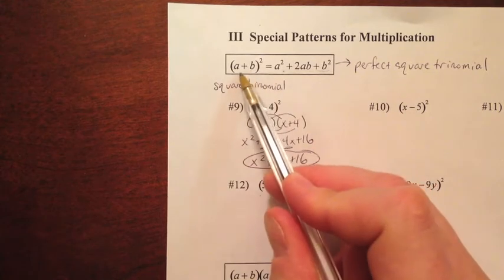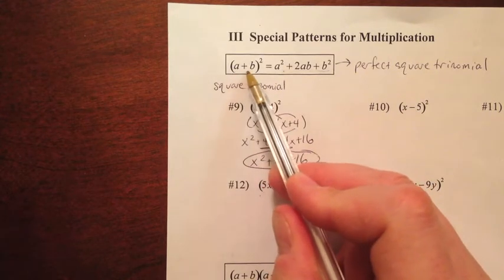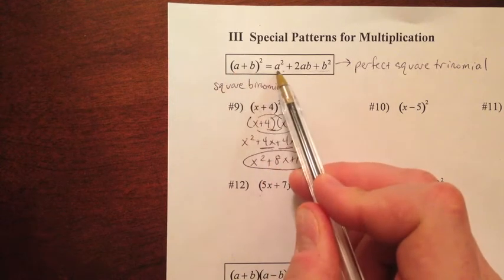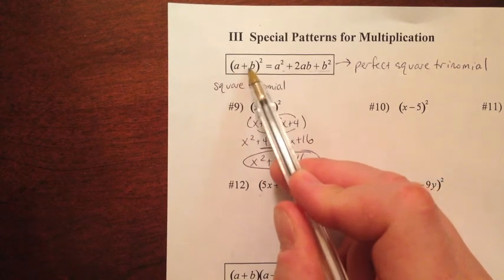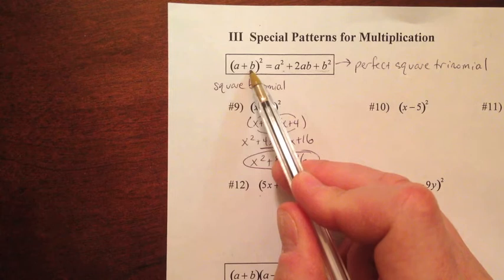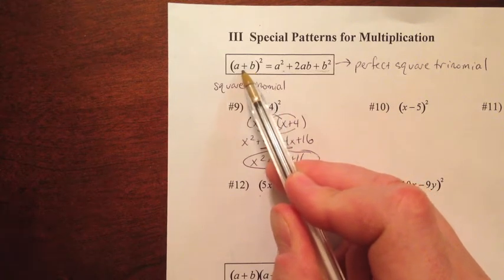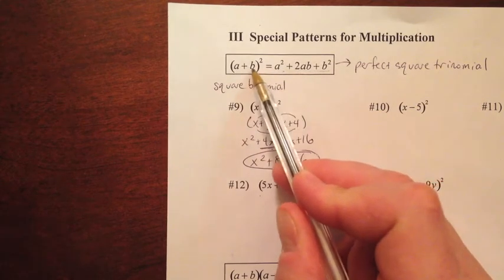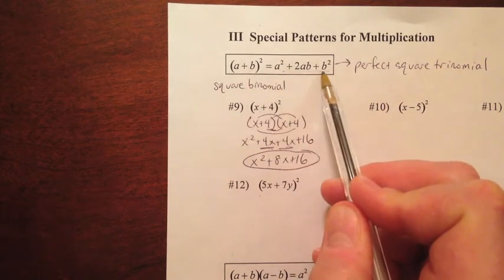So this pattern right here says that if you square a plus b, you square the first term, which is a squared. To get the middle term, you multiply these together, and you double them. You're going to have two of those middle terms, so you'll get ab twice. That's 2ab. And then you square the last term, you get b squared.